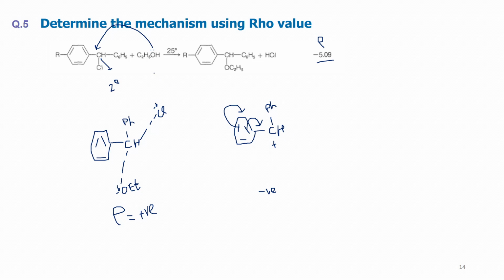The reaction is going through the SN1 pathway. Okay, understood? Let's go to the next one.